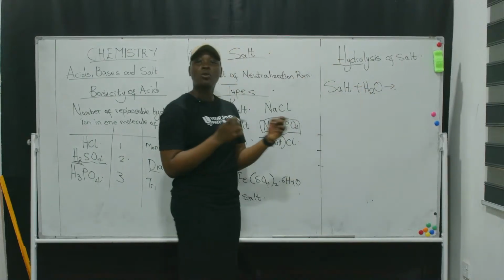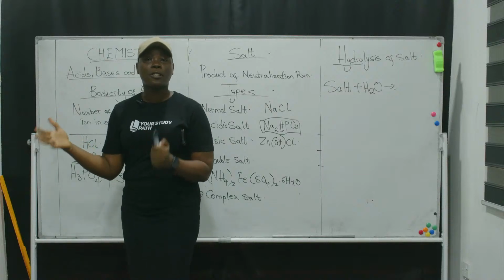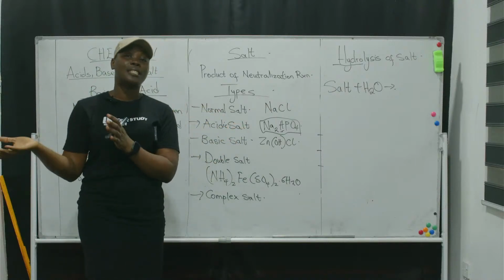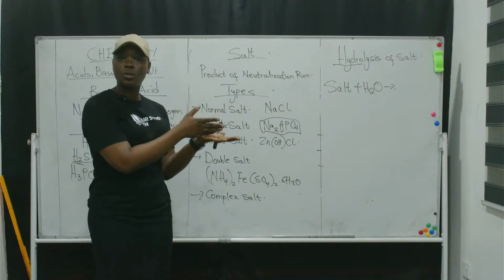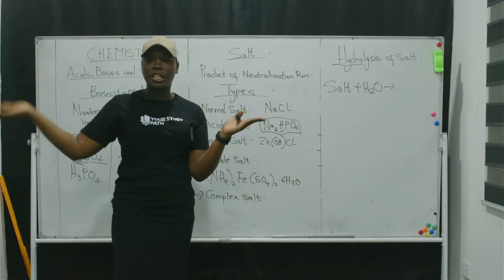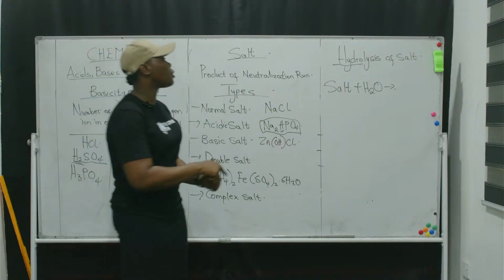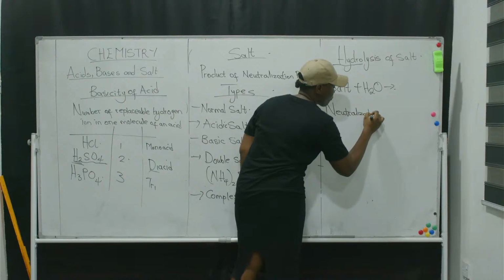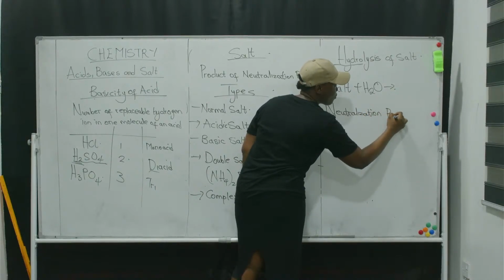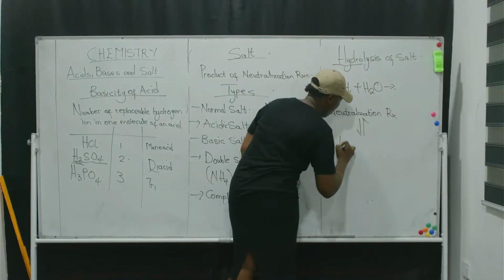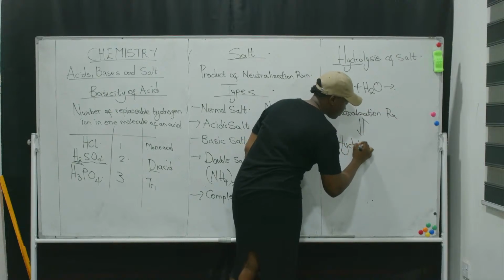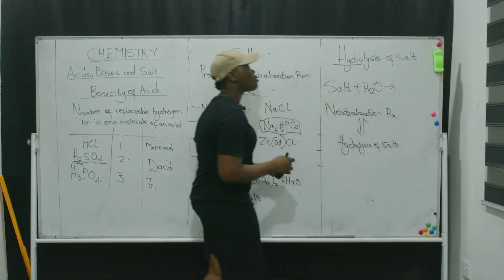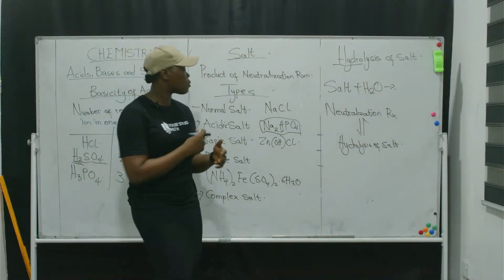I'm sure this looks familiar to one of the reactions we've spoken about in this class. This is the product of the neutralization reaction. Acid and base give salt and water. So salt and water will give what? The inverse, that is the acid and base. And so we can say the neutralization reaction is the inverse of hydrolysis of salt.